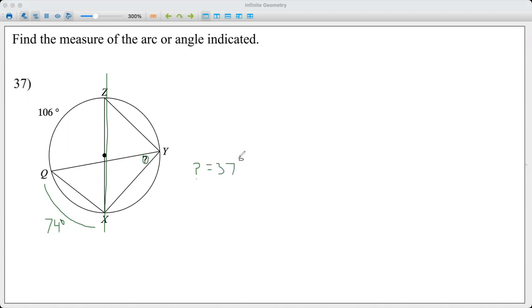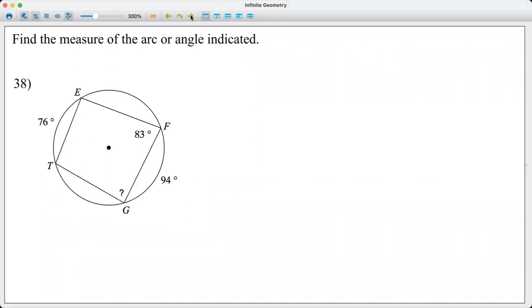All right, that was kind of fun. Check the answer. Yep, 37 degrees. What else we got? Ooh, quadrilaterals. Remember, if you have an inscribed quadrilateral, opposite angles are supplementary. So where's the question mark? Well, the question mark is right here. I did it again. Question mark is right here.